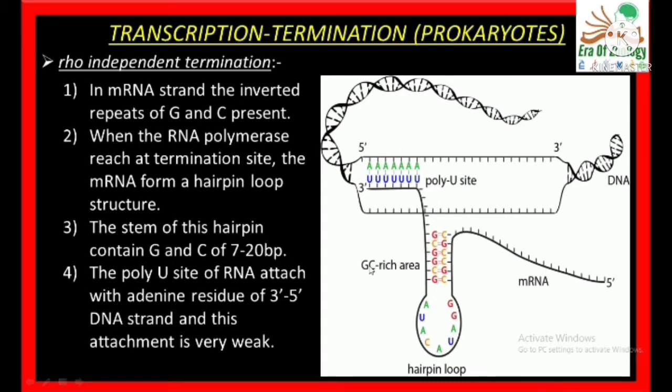So you can see the GC rich area, in which the G and C stretch is 7 to 20 base pairs, and the poly U site of the RNA attaches with the adenine residues of the 3' to 5' DNA strand, and this attachment is very weak. That means, in the mRNA transcript you can see this is the poly U site. When the RNA polymerase reaches the terminator site, the poly U site attaches with the adenine of the sense strand, and this makes the attachment very weak.